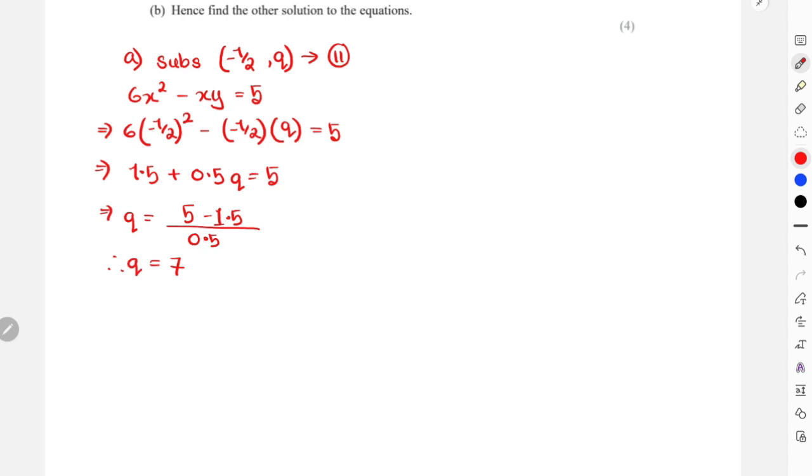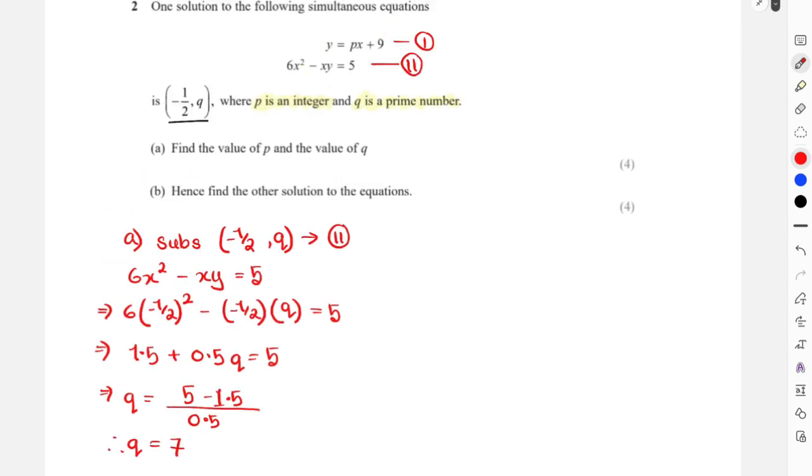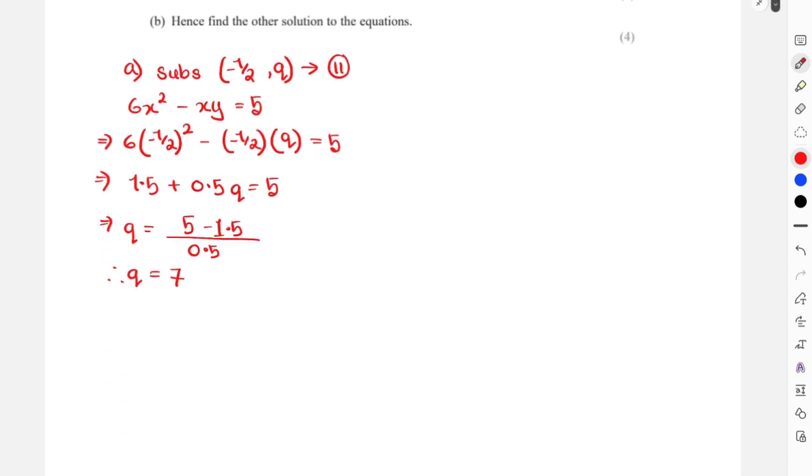So the value for q turns out to be 7, which is also a prime number, and we will input this into the first equation to get the value for p. So if the value for q is 7, now I already have the solution, negative half and 7. We will again substitute the solution in the first equation to get the value for p.